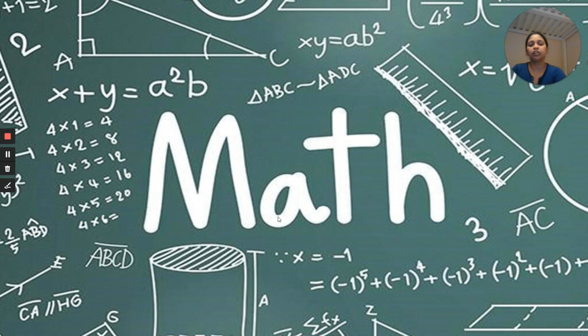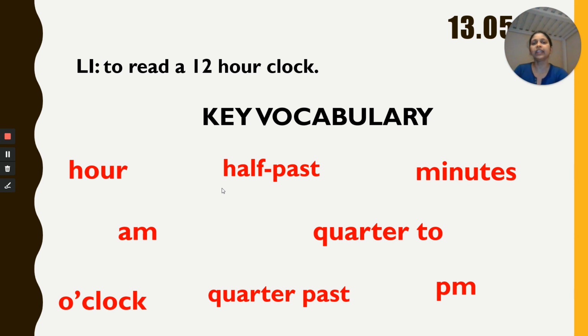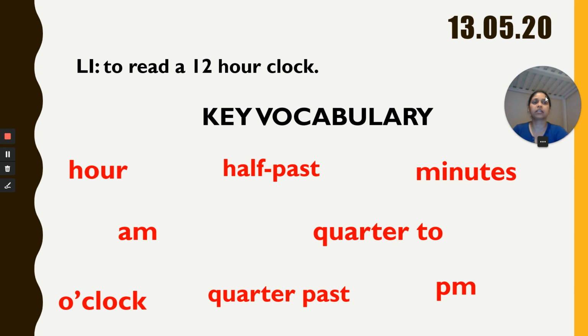Okay, so for today's maths lesson, you will be doing the 12-hour clock. Get your pen and paper ready. Make sure you write your short date and your LI. Today's lesson is to read a 12-hour clock. I know we've talked about the 12-hour clock and the 24-hour clock, but we will be doing the 12-hour clock in more detail today.